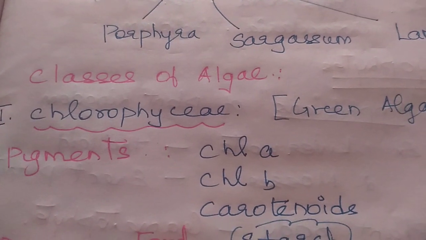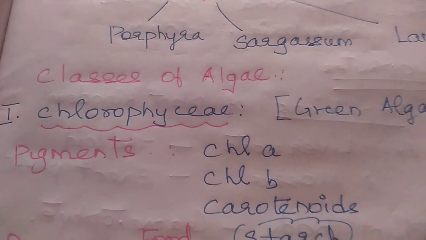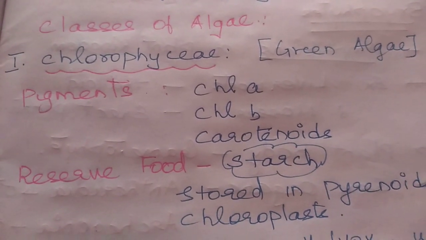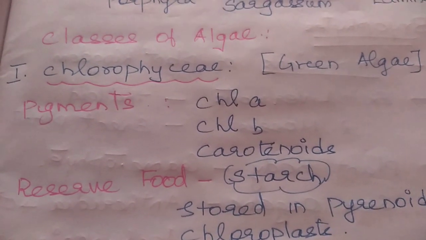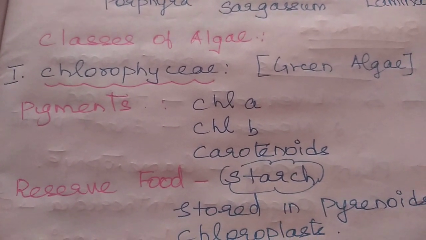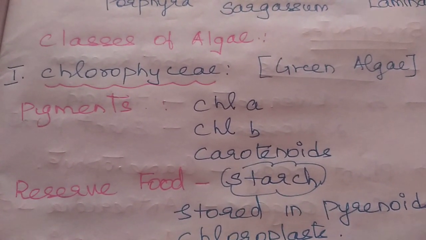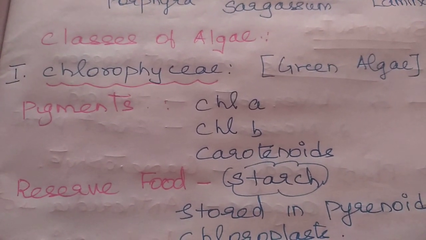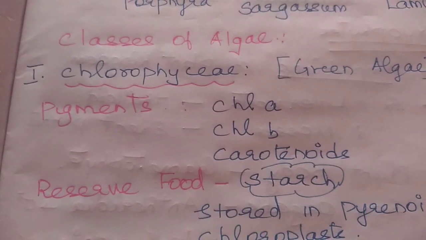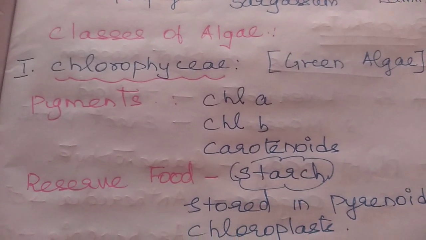Algae are also classified into many types based on the coloring pigments and storage form of food. Let us study the examples and the different types of pigments present in them. The first class of algae is Chlorophyceae. Chloro means green in color, so from the name itself you can remember. They are famously called green algae.